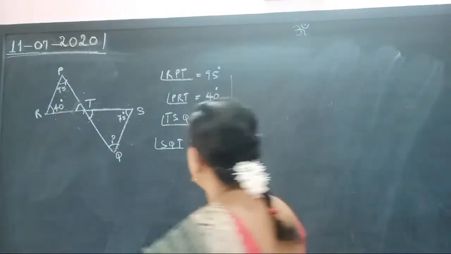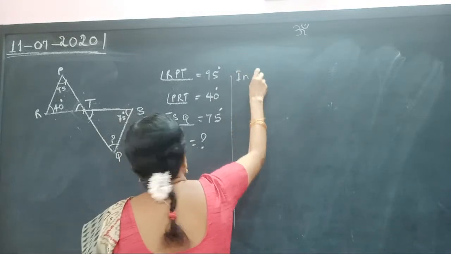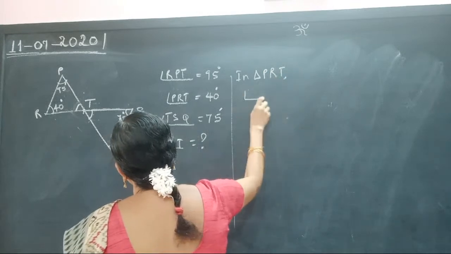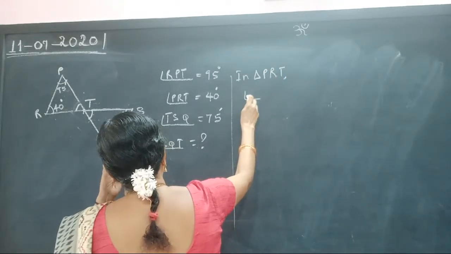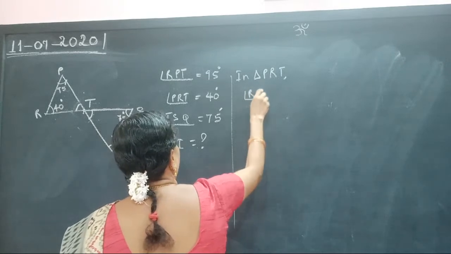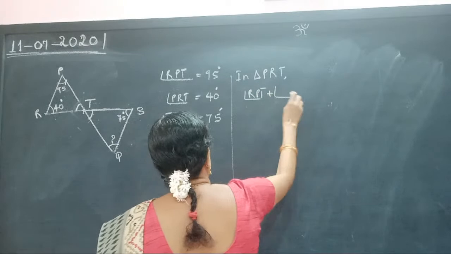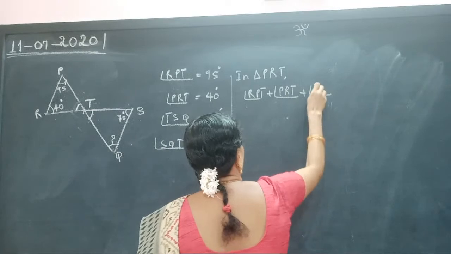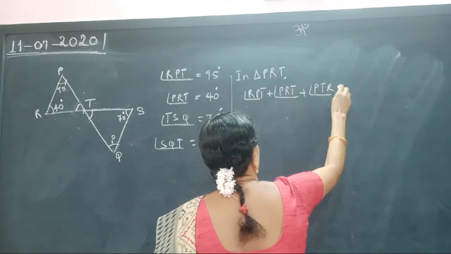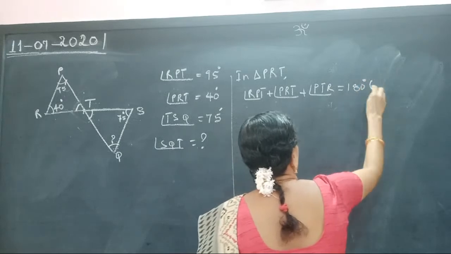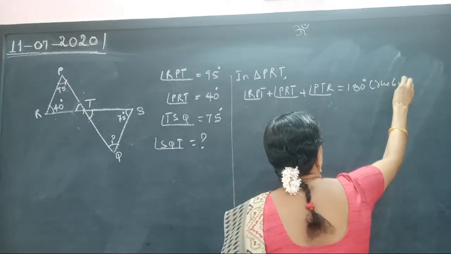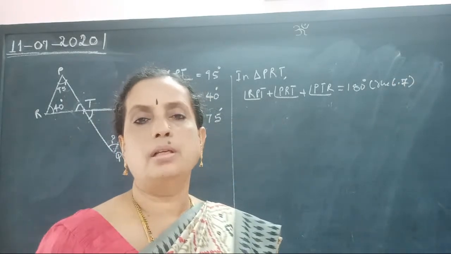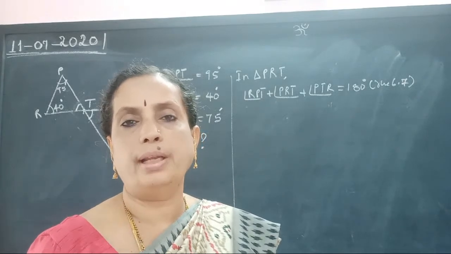Now, first step, in triangle PRT, angle RPT plus angle PRT plus angle PTR equals 180 degree. Theorem 6.7. Sum of the three angles of a triangle is 180 degree.